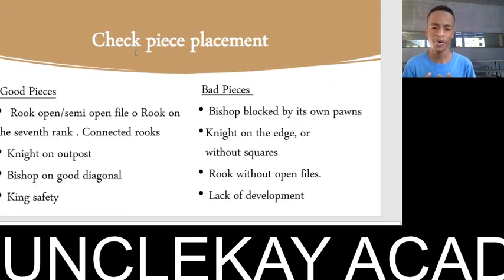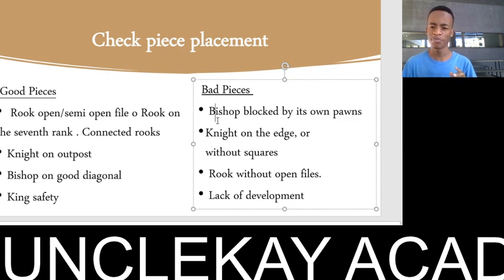So the first point which we're gonna cover in this video is to check the piece placement. The good pieces are your rooks on open files or on semi-open files, or the rook on the 7th rank, right? But I'm gonna show you on pictures. The knight must be on an outpost. The bishop must have a good diagonal, a long diagonal, right? Also, king safety. Your king must be on a safe square.